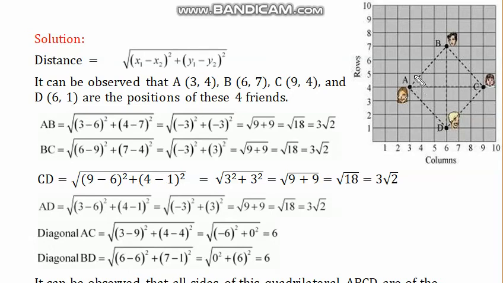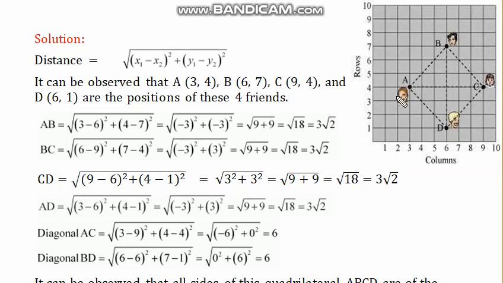So these are the locations of the students. So this is A, B, C, D. These are four students. These are their places in the classroom. So first we need to find out their positions, A, B, C, and D.